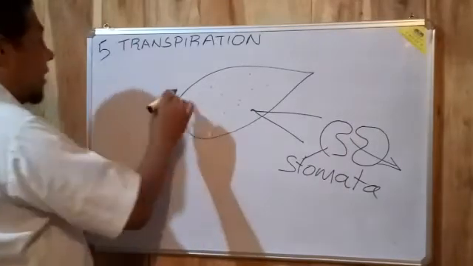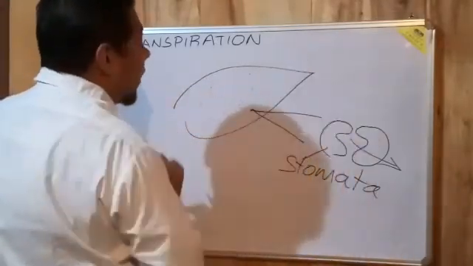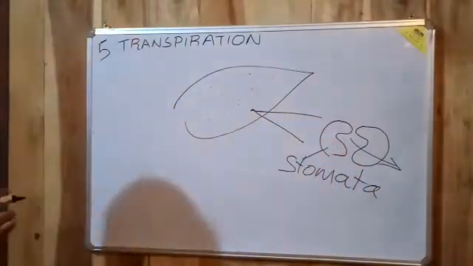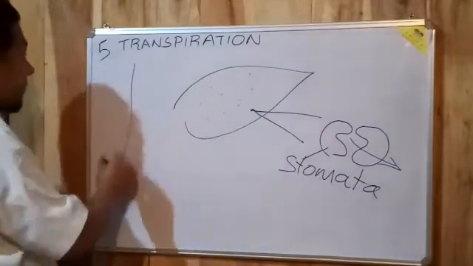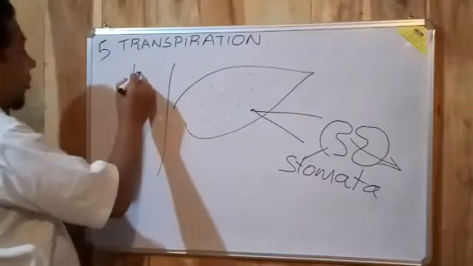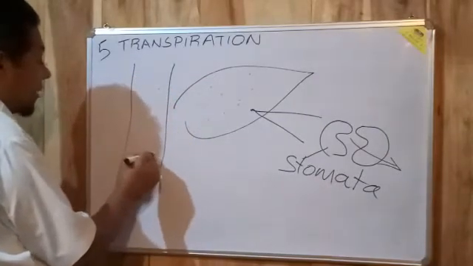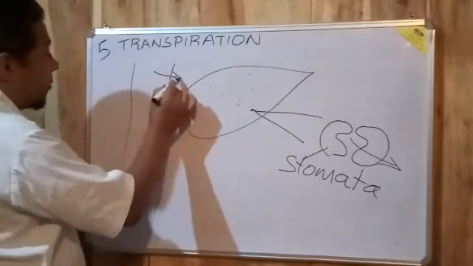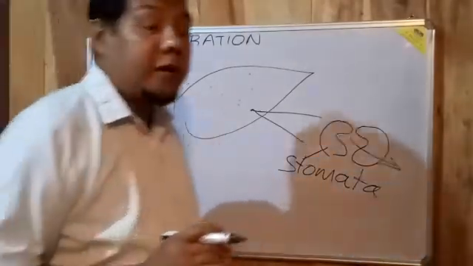Then, the leaf also has a thin, waxy coating on top of it. That is called the cuticle. The loss of water from the cuticle is known as cuticular transpiration. Or if you look at the stem of the plant, in the stem also there are holes, and these holes are called lenticels, and loss of water from these holes is known as lenticular transpiration.